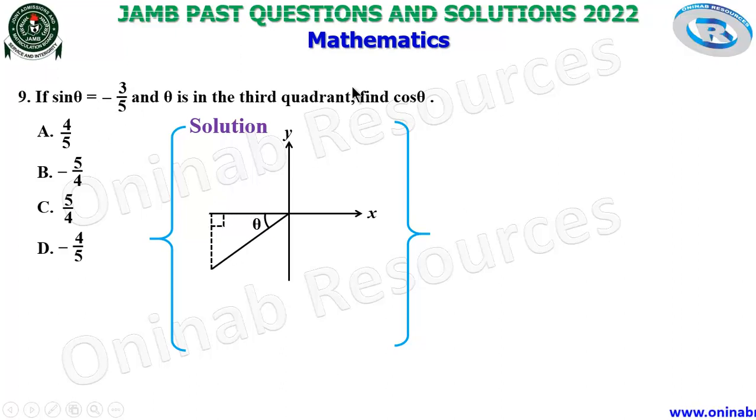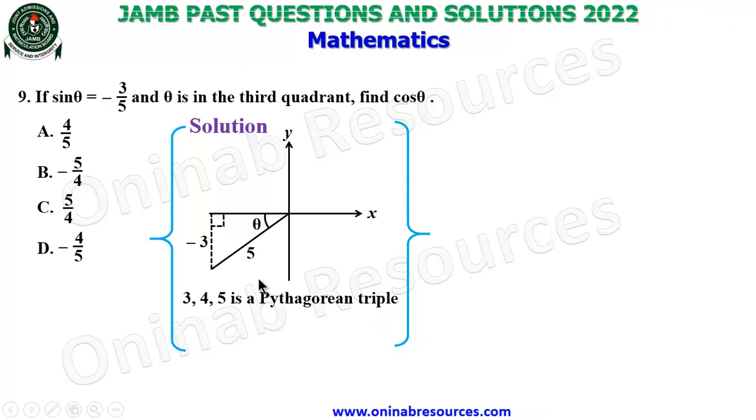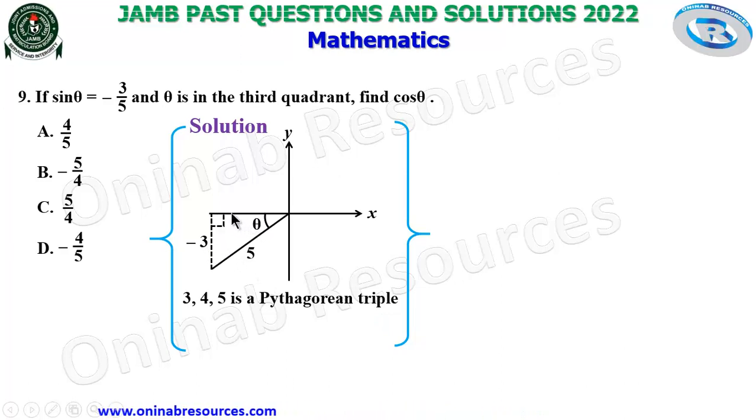So this is by trigonometric ratio, SOHCAHTOA, opposite over hypotenuse. If you look at this opposite, it is the one that is carrying the negative 3, and the hypotenuse is positive. So we know that 3, 4, 5 is a Pythagorean triple. Therefore, this side here is going to be negative 4, since this is the negative side of x.